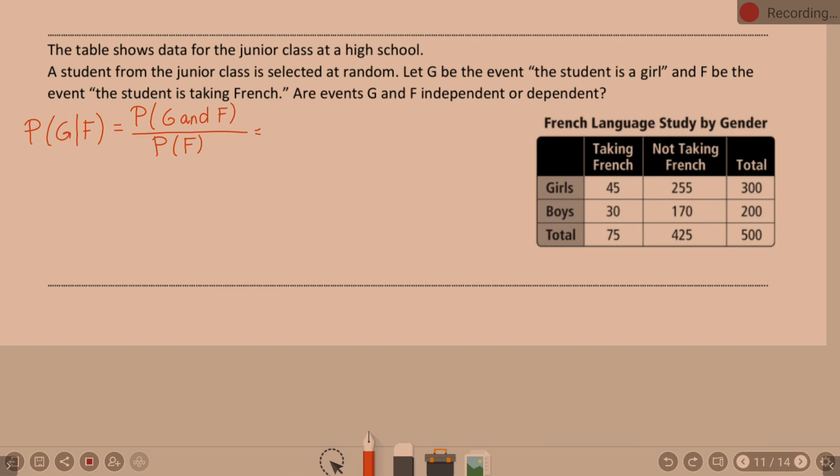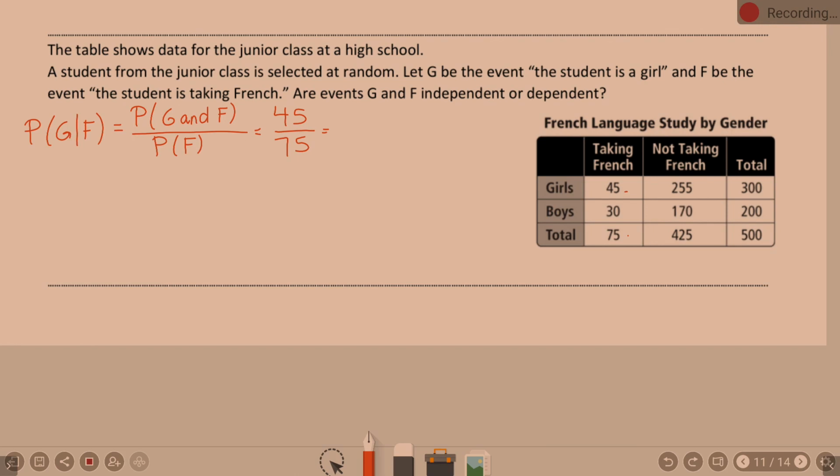So, what do we have here? Okay. 45 that are girls and taking French, divided by, how many are taking French? 75. Not what you said? No, I said 300 because I love the house to sit down. Fair enough. I think that's one of the hardest things, getting the right number off the chart. Yeah. 45 out of 75.